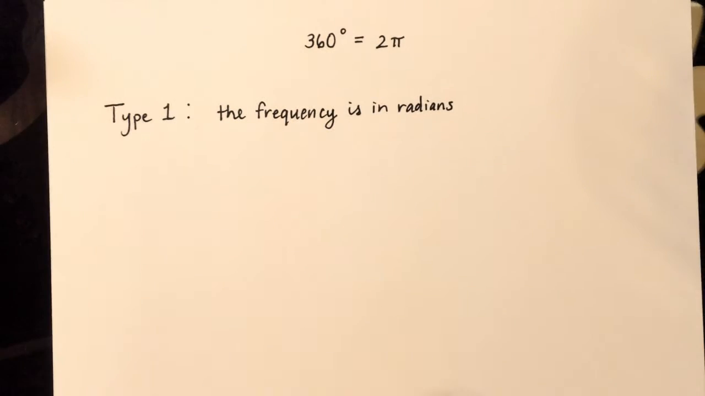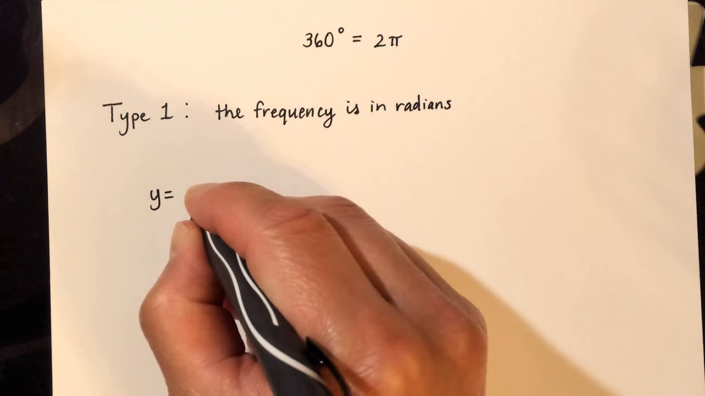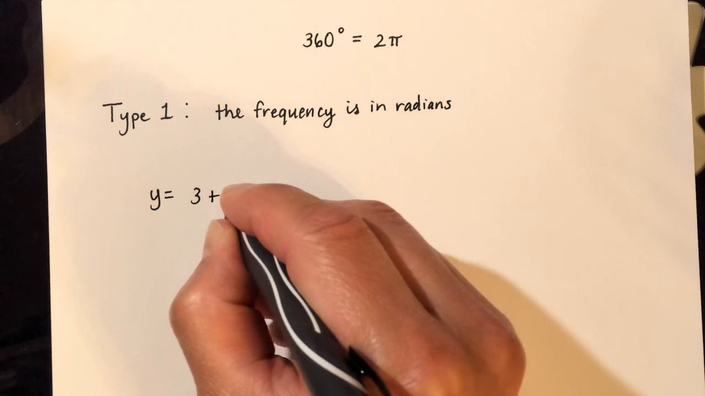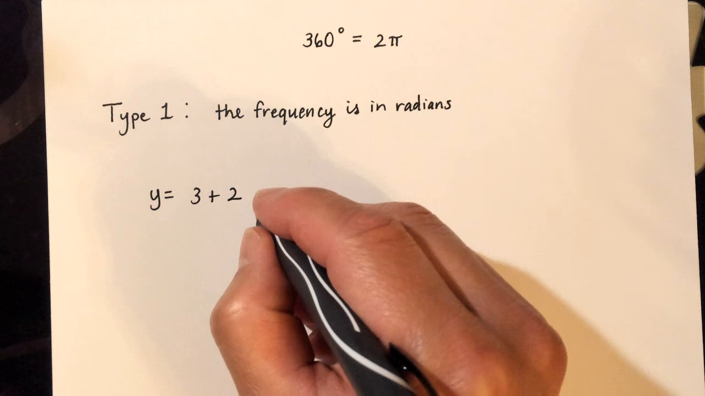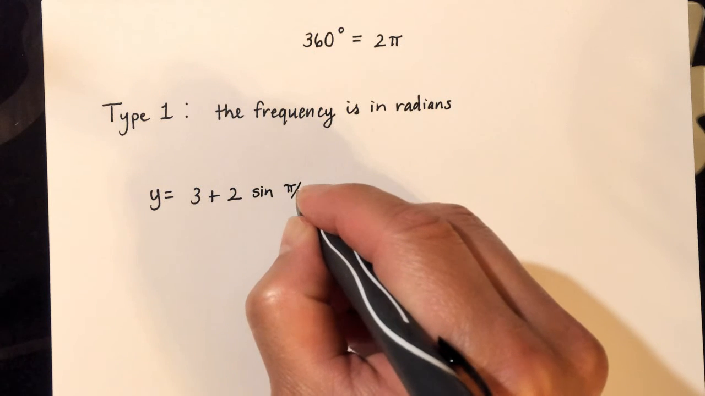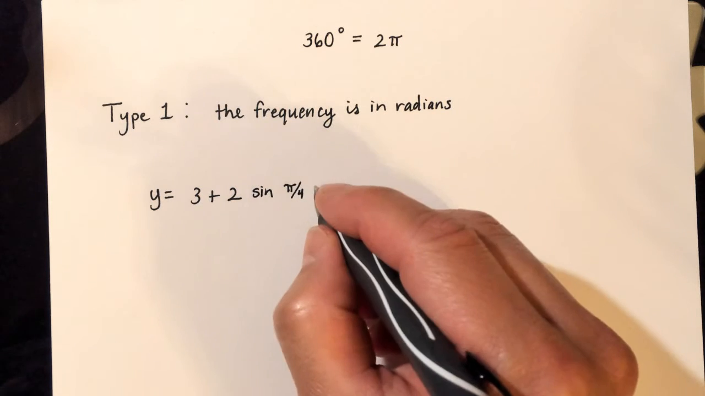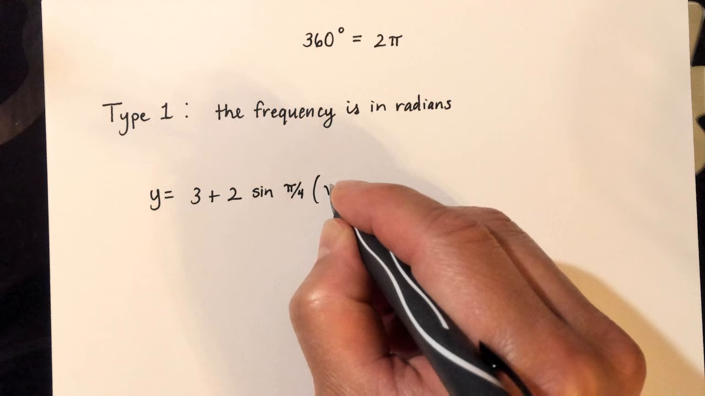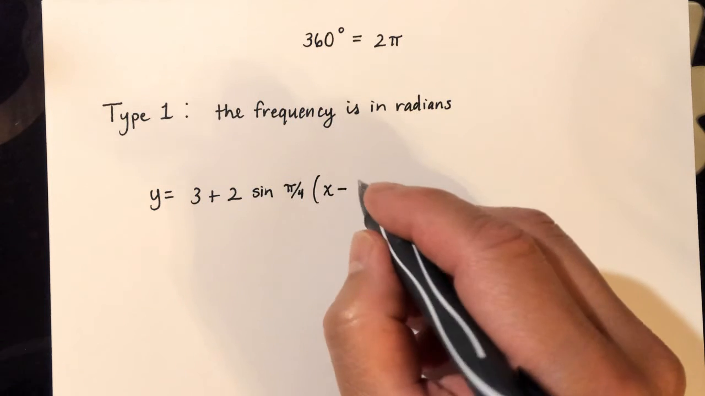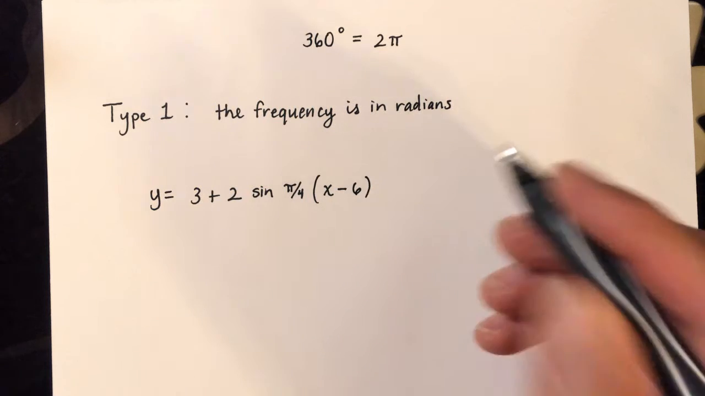Example, y equals 3 plus 2 times the sine of pi fourths times (x minus 6). Voila. So, a couple of things.